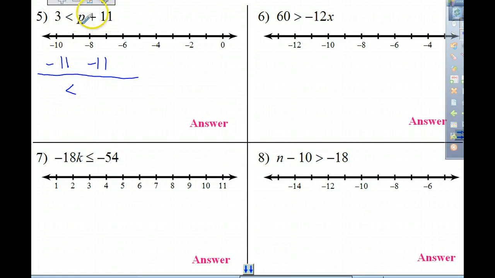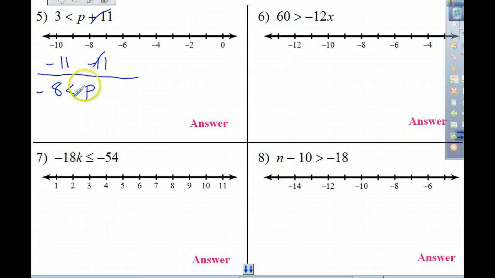Okay, the right-hand side, what is 11 minus 11? 0. So we get just p. p plus 0, which is p. And 3 minus 11? Negative 8. If you have $3 and you get a bill for $11, you still owe $8. So 3 minus 11 is negative 8. All right, now let's graph it.